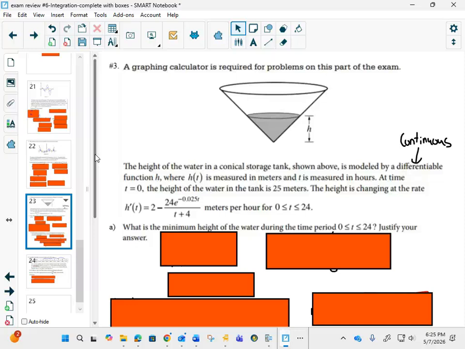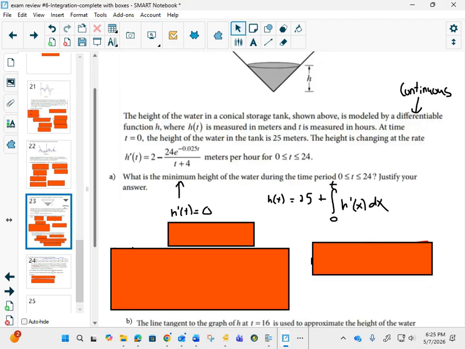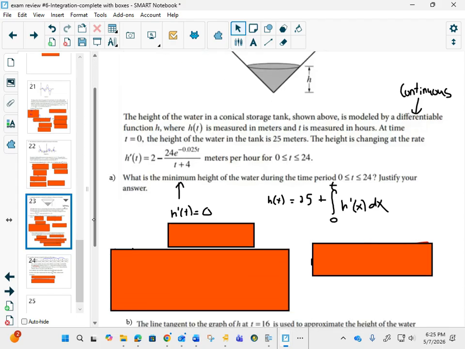What is the minimum height of water during this period? So, do you see that this is an EVT question? But you would have to make sure you say this inside that question.